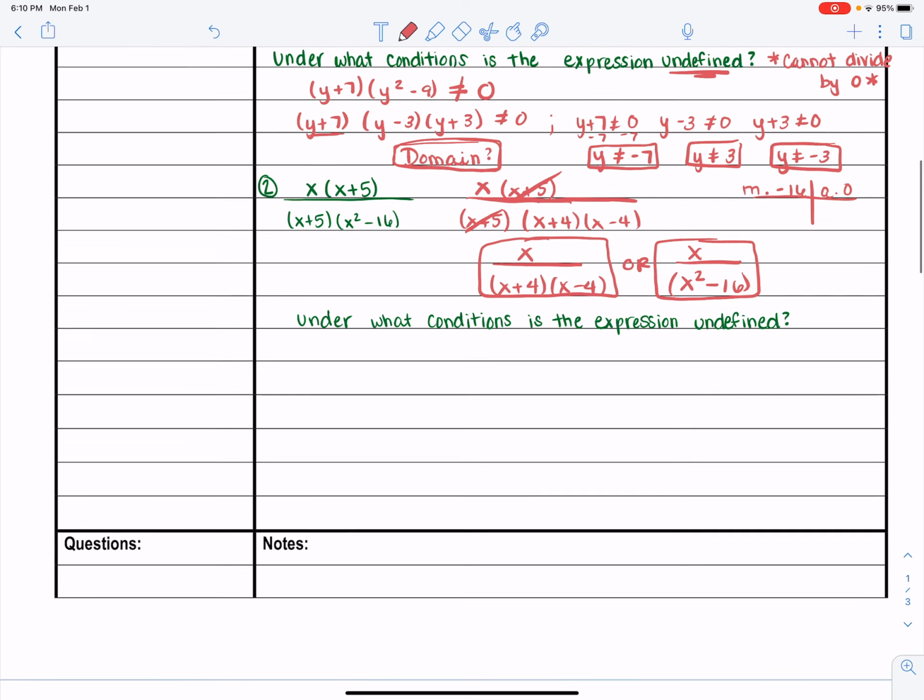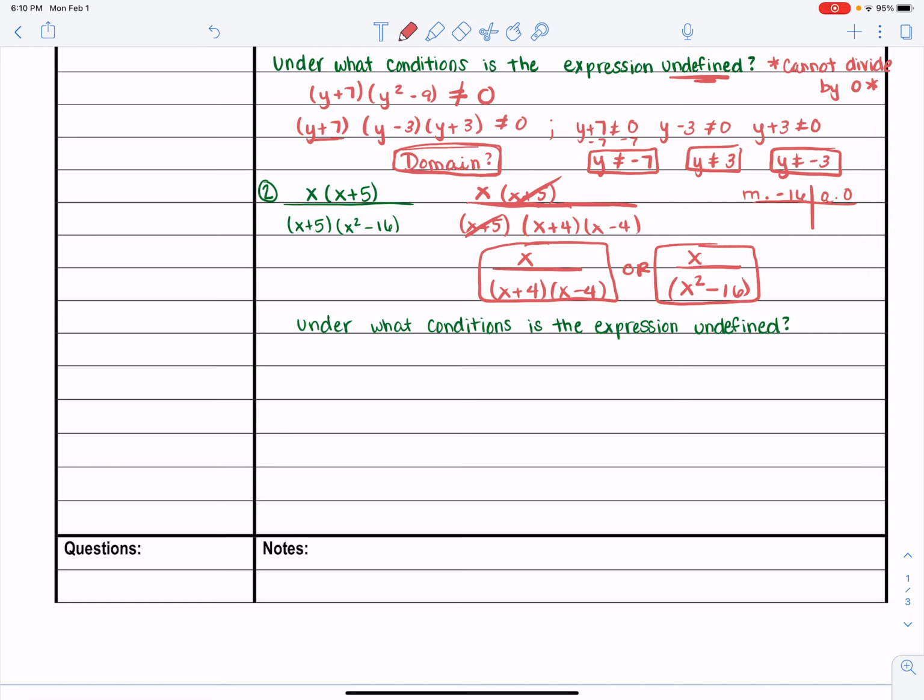Okay, under what conditions is the expression undefined? We'll go back. We cannot have our denominator, x plus 5 times x squared minus 16, equal to 0. So again, I need to make sure I have all the factors. So x plus 5, x minus 4, x plus 4 cannot equal 0. So that means x plus 5 cannot equal 0, x minus 4 cannot equal 0, and x plus 4 cannot equal 0.